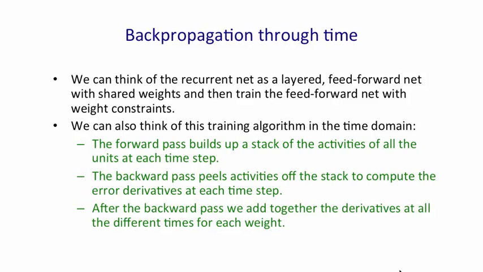After the backward pass, we can add together the derivatives at all the different time steps for each particular weight, and then change all the copies of that weight by the same amount, which is proportional to the sum or average of all those derivatives.